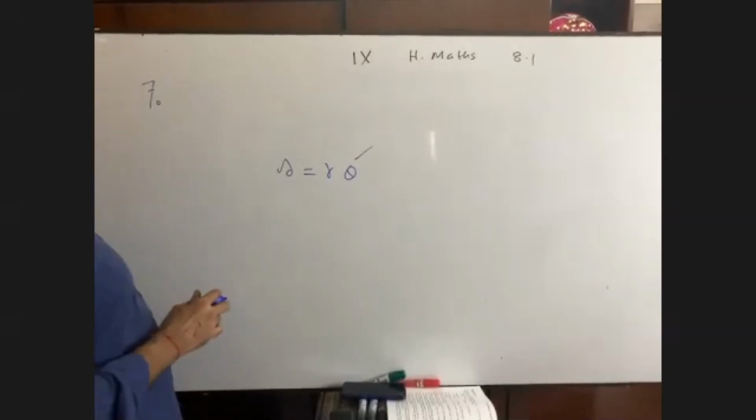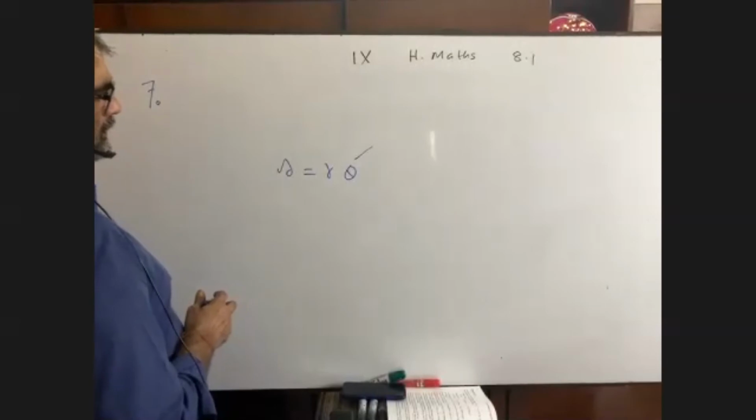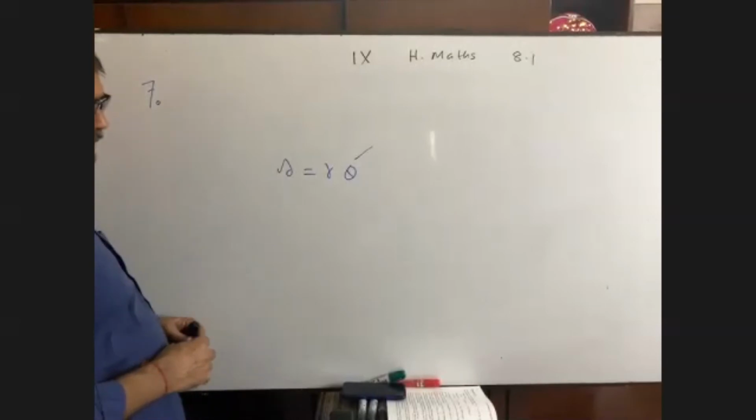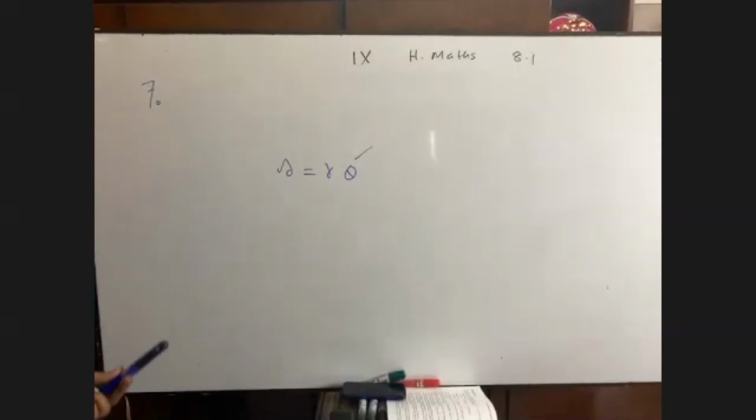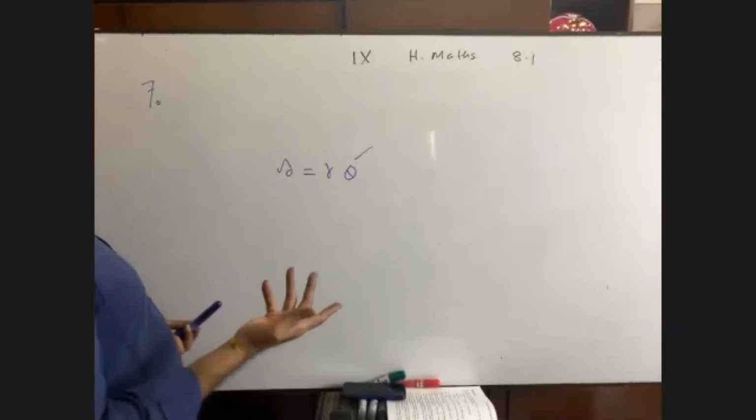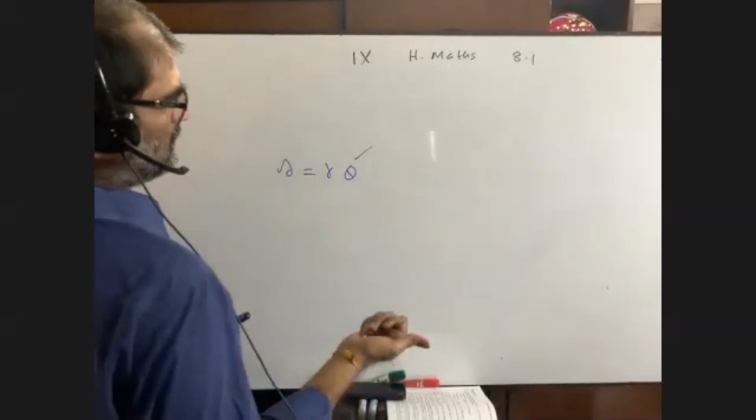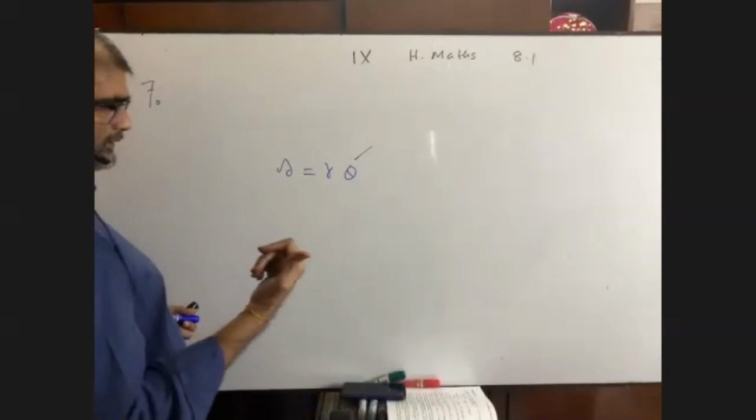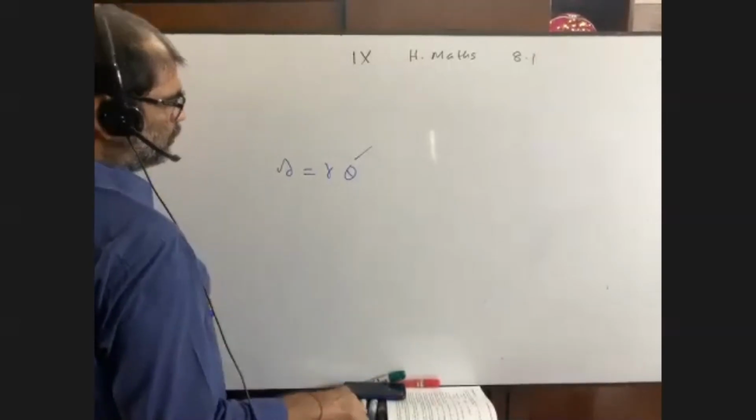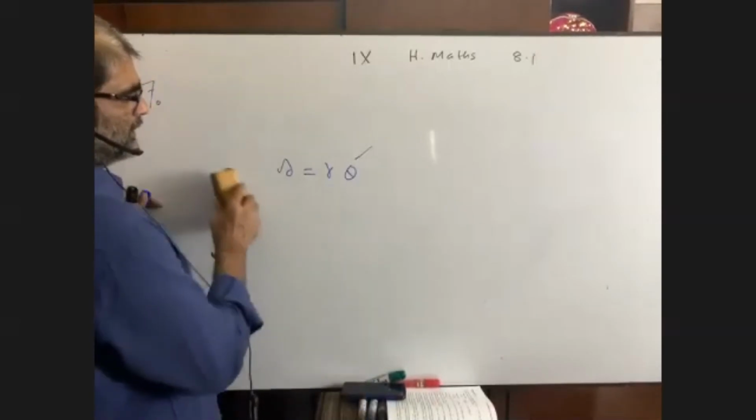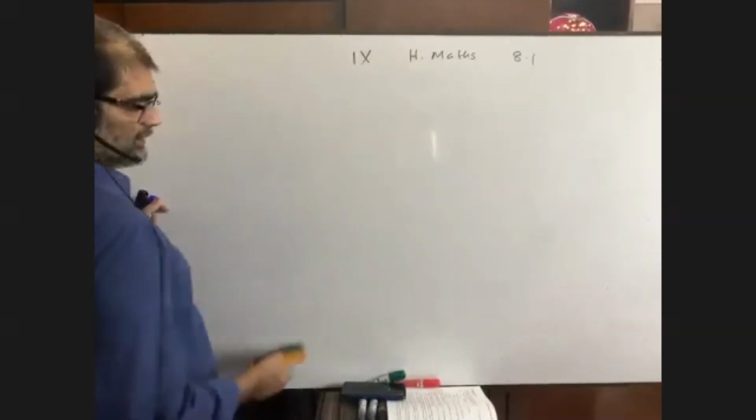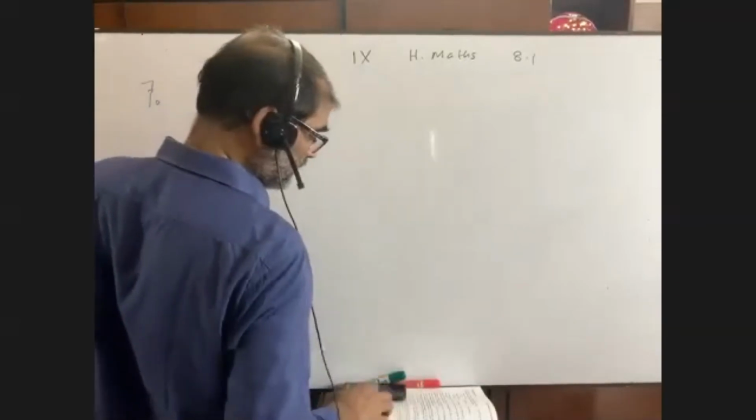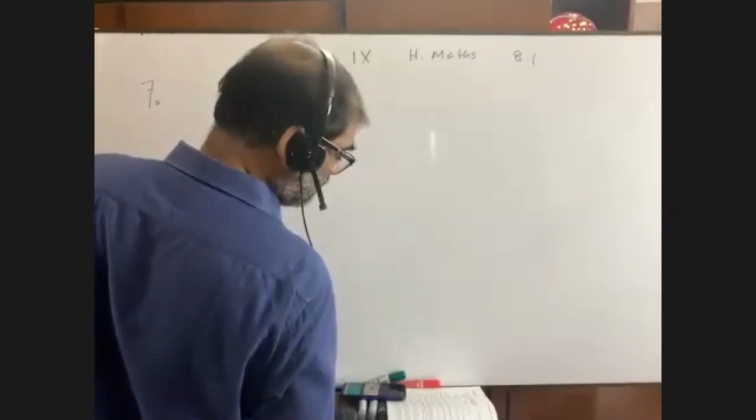Suppose theta is in radian. Then it needs pi, but we'll take the approximate value. Have you got me? Where there is pi, you will never get an integer unless you let it. Then question number 7.